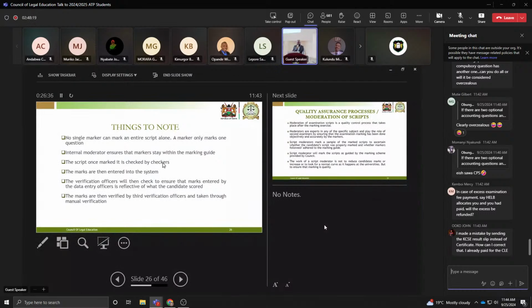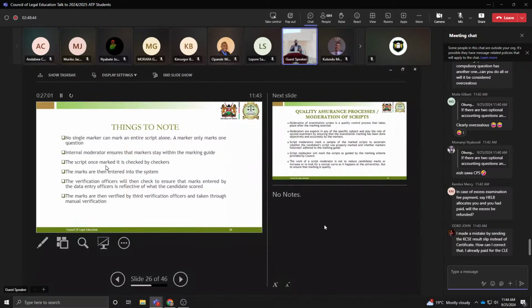A number of these things are not mentioned. For instance, no single marker can mark an entire script alone. A marker only marks one question. There is an internal moderator who also checks on the quality of marking.